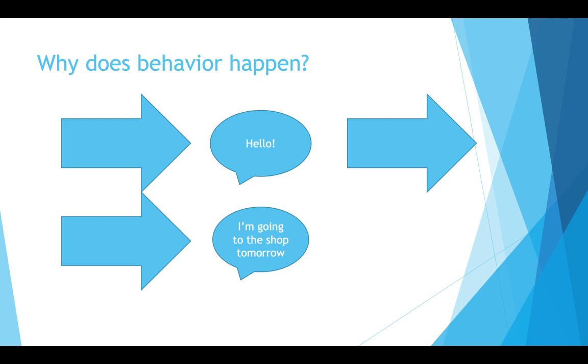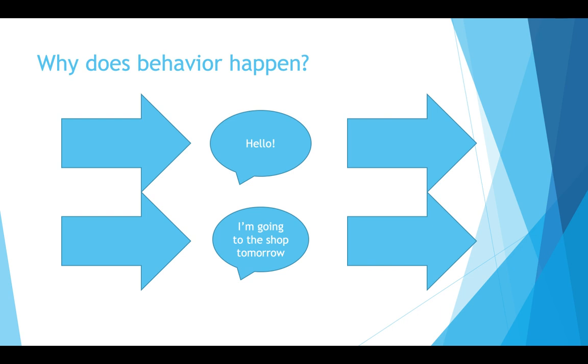So I might only say the behaviour of I'm going to the shop tomorrow if what's happened before it is somebody explicitly asking me, what are you doing tomorrow? Or when are you going to the shops? Or I need some bananas, could you get some for me? And then someone might say, I'm going to the shop tomorrow. And again, something would happen after a behaviour.